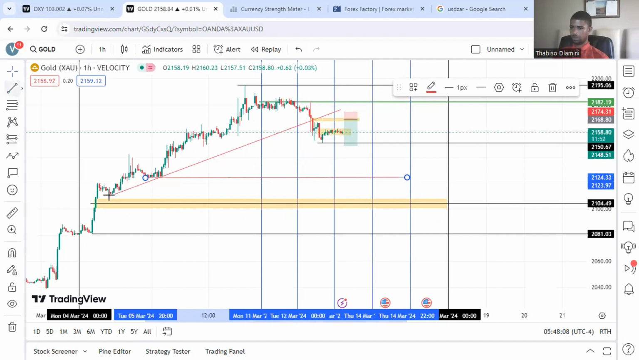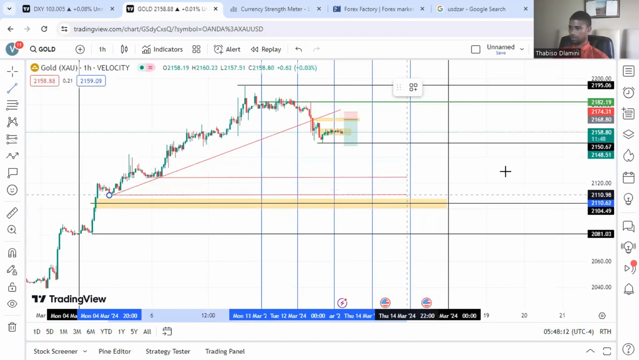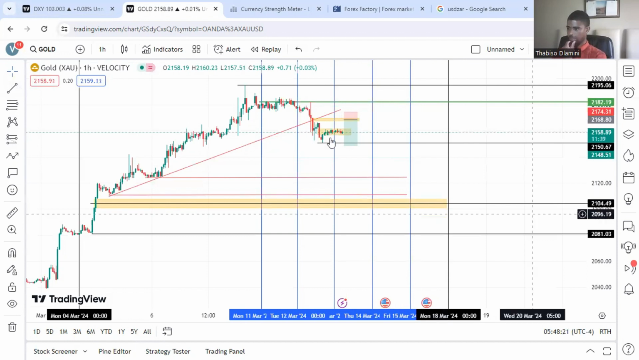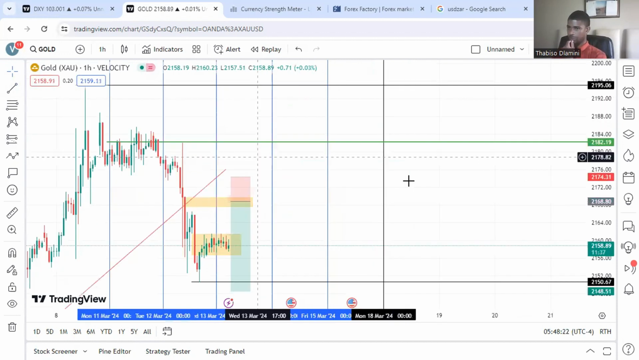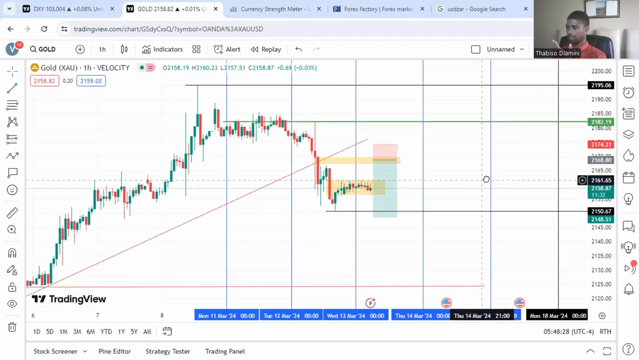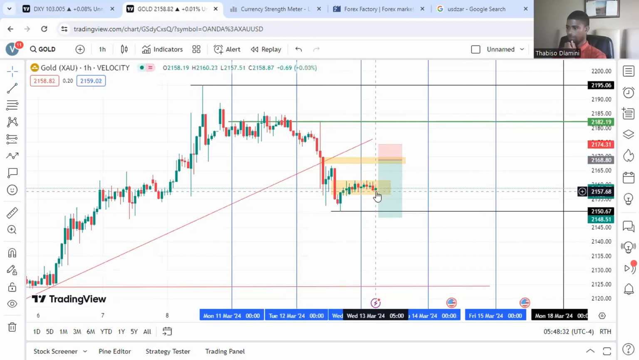These are all targets. So the sell side liquidity here, this is what I'm currently targeting: 2124 and 2100, basically 2100 for gold. Right now we're currently trading at 2160, 2158, so around 2160 at this margin. So from here, I'm expecting such a movement.